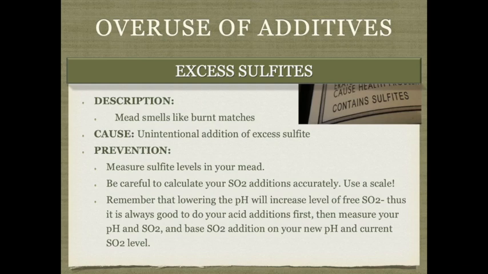Also remember that if you lower the pH, you will increase the level of free SO2. So if I'm planning on adding acid additions, I'll add it first, then I'll measure my pH and my free SO2, and then determine if I need to add any SO2 based on that new pH and the current SO2. You could actually have a situation where you measure the free SO2, you add an acid, and then you measure the free SO2 afterwards, and it'll actually be up. Even though you did not add more sulfite, there's more free sulfite due to the pH having dropped. I discussed that in much greater detail in my sulfite presentation.